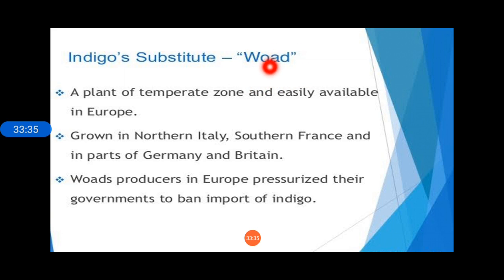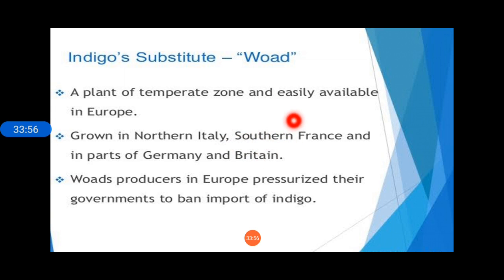This woad was giving violet, and it was quite pale and dull also. It was not as bright and vibrant as indigo. So woad was, we can say, the alternate substitute or an option for indigo, and it used to give a very dull, unattractive color as compared to indigo, which was a very bright color.